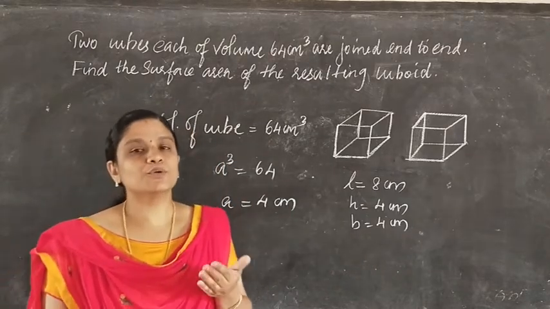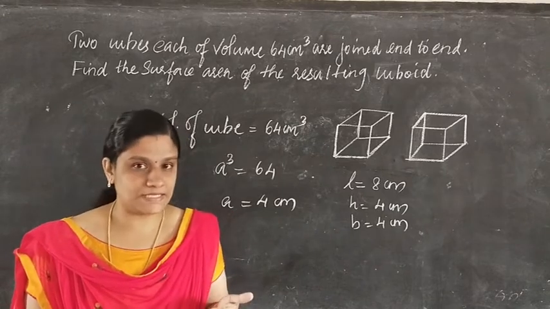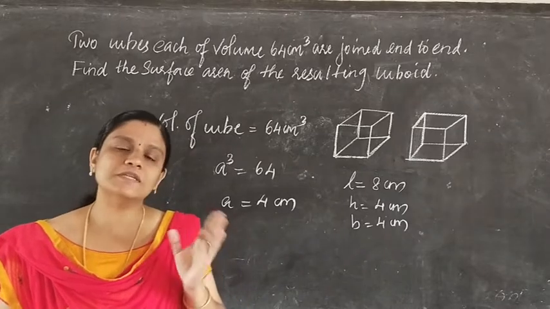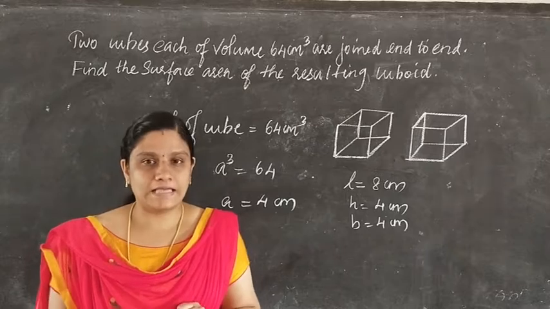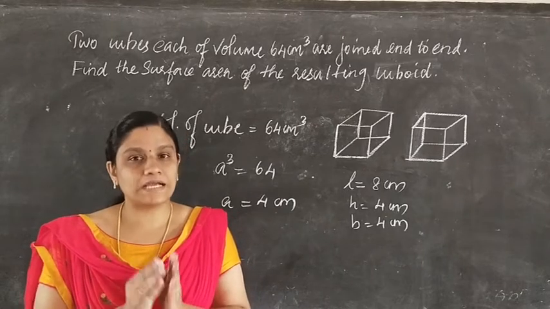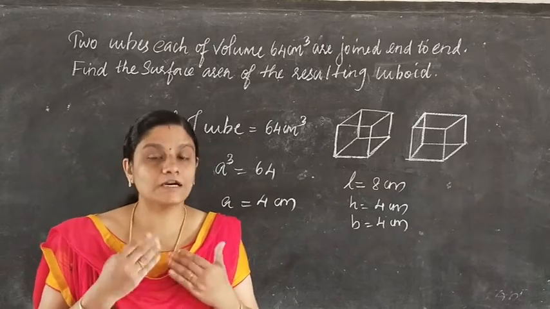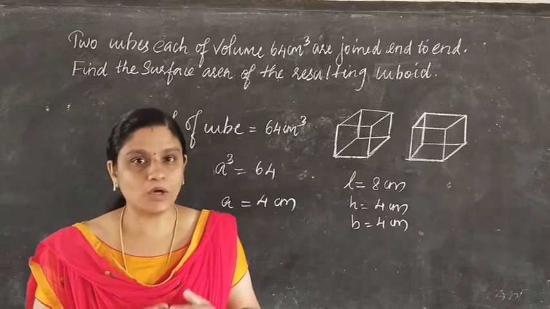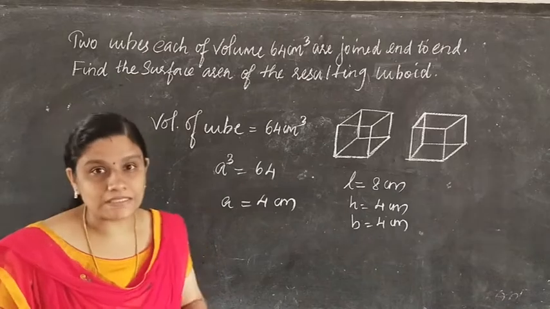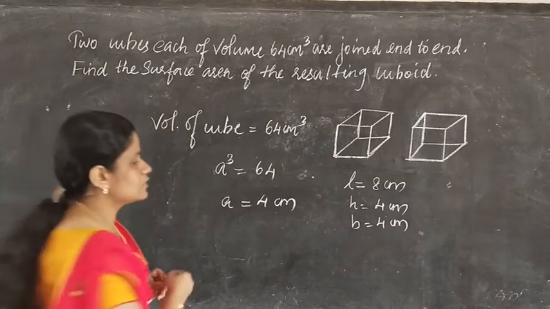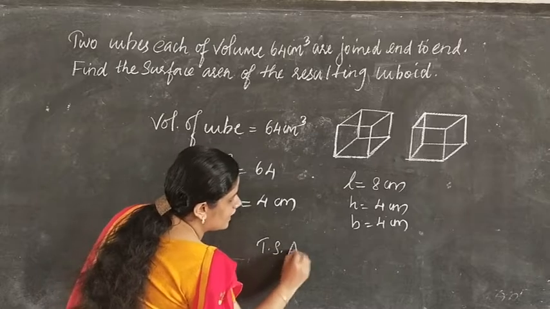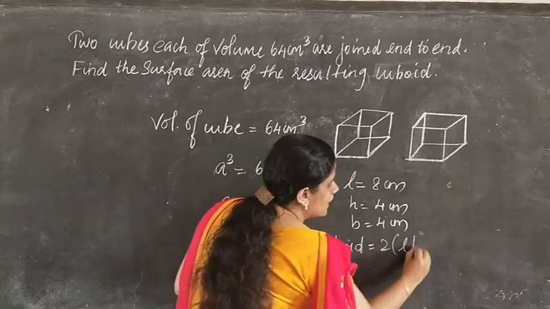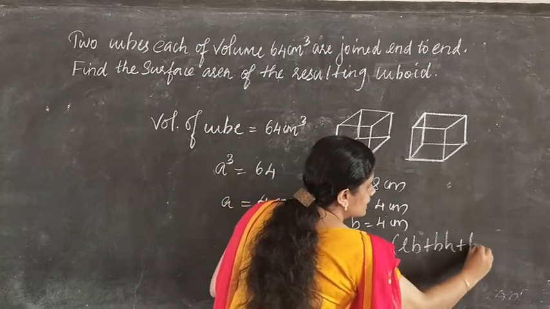Now we are going to find the surface area of this cuboid. Surface area means total surface area. We all know there is total surface area and curved surface area. If it is total surface area, we will consider the entire surface. If it is curved surface area, the top and the bottom will not be considered. Here in the question it is surface area, which means total surface area. So the total surface area of a cuboid is equal to 2 into LB plus BH plus HL.